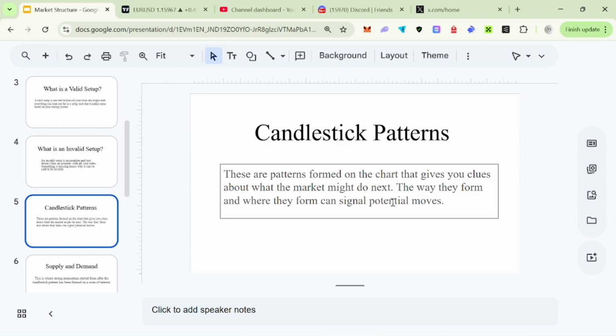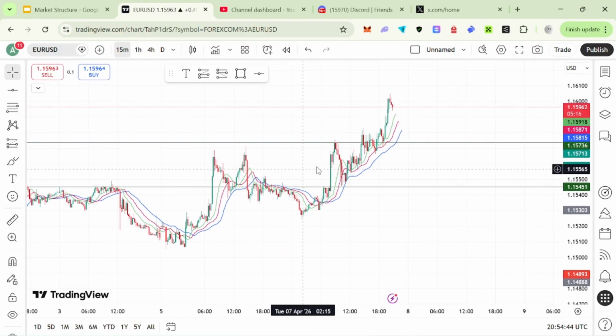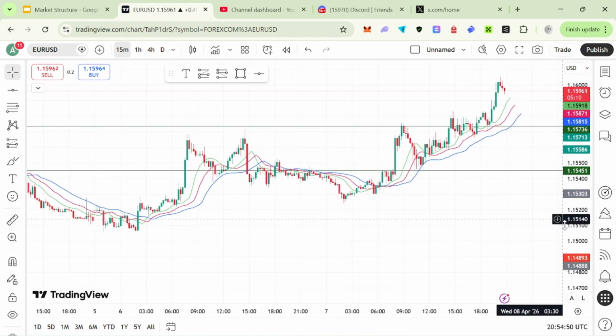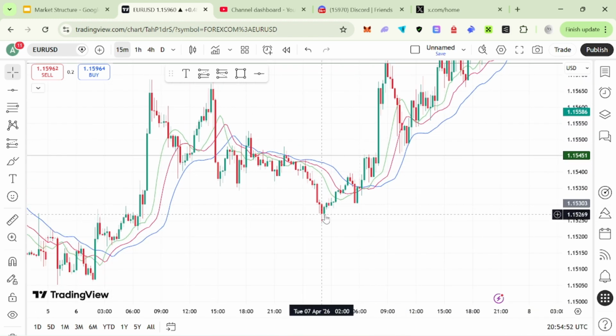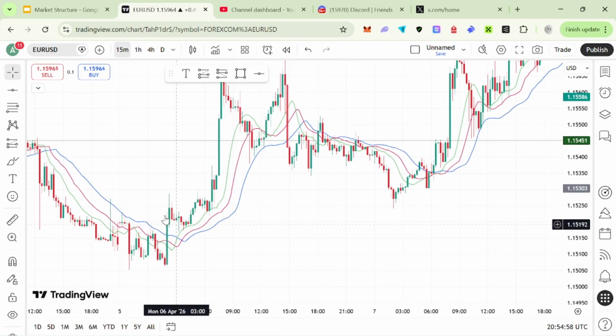Candlestick patterns form everywhere on the chart. Now, if I take you back to the chart, you are going to see candlestick patterns literally everywhere. This is a candlestick pattern. This here. This is a candlestick pattern. This is a candlestick pattern. This is a candlestick pattern. This is a bullish engulfing candlestick pattern.